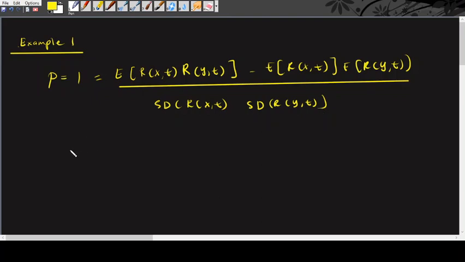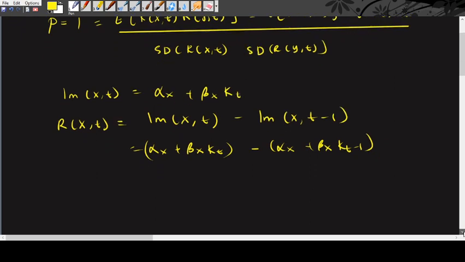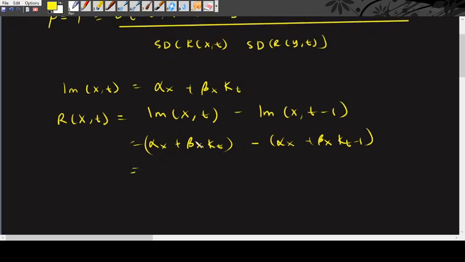So we also know that LM_xt is equal to alpha_x plus beta_x k_t. So for R_xt here, which is LM_xt minus LM_x,t-1, we are going to get alpha_x plus beta_x k_t minus alpha_x plus beta_x k_t-1. Here, alpha_x and alpha_x can be cancelled out. You are left with beta_x times k_t minus k_t-1.